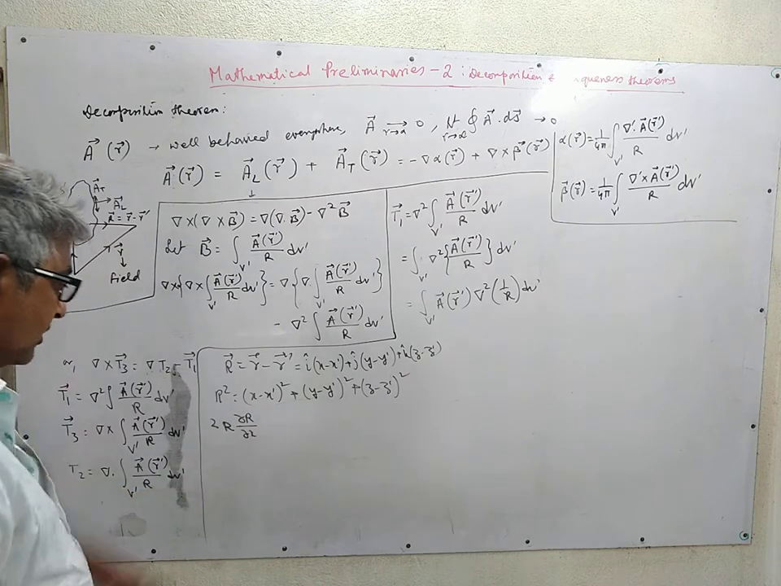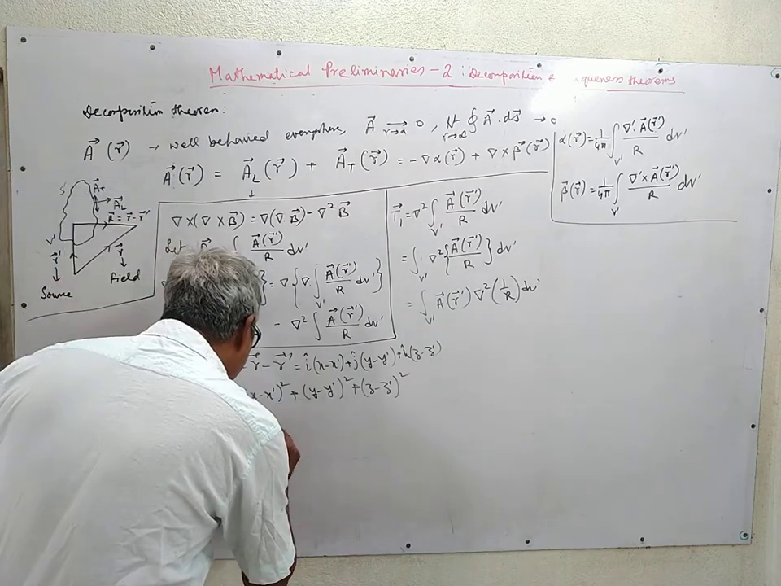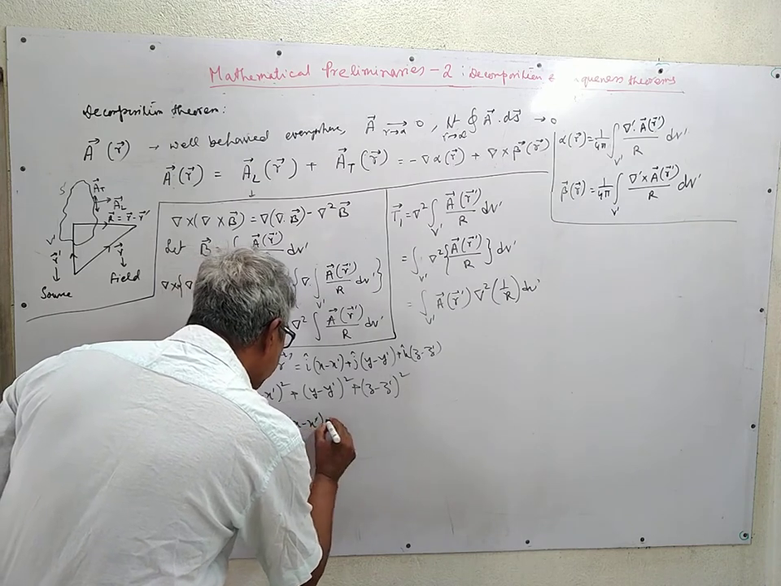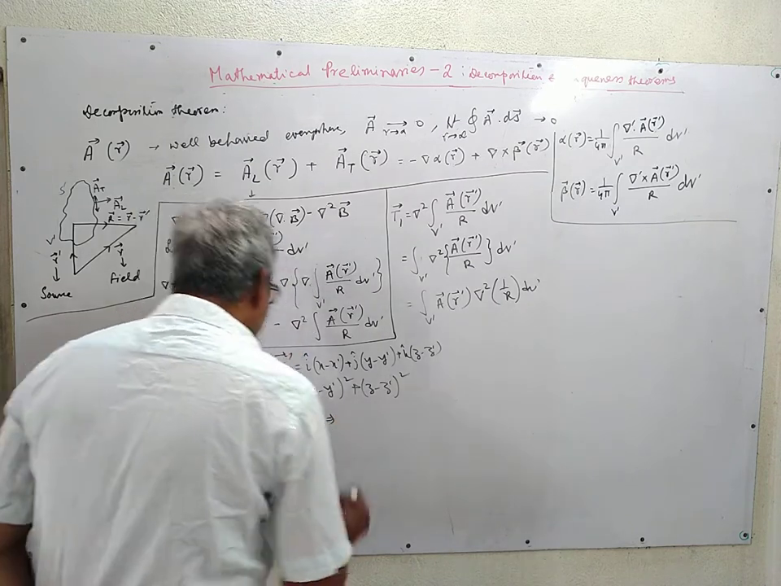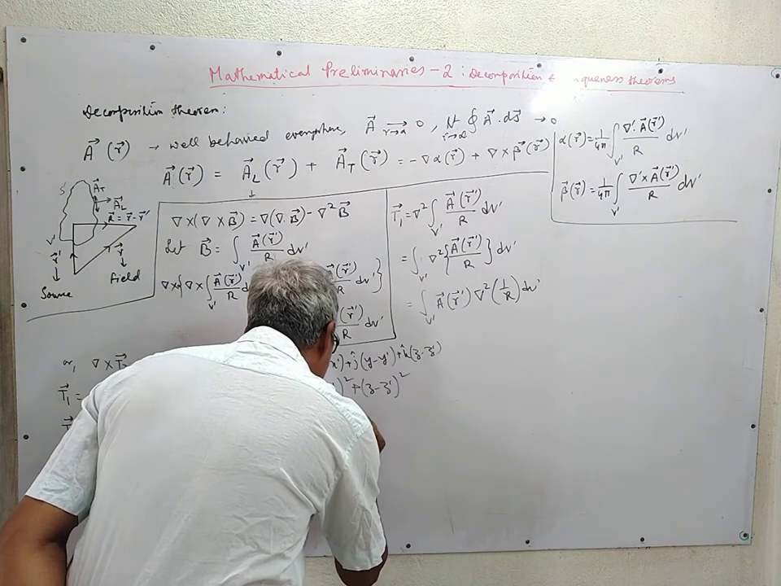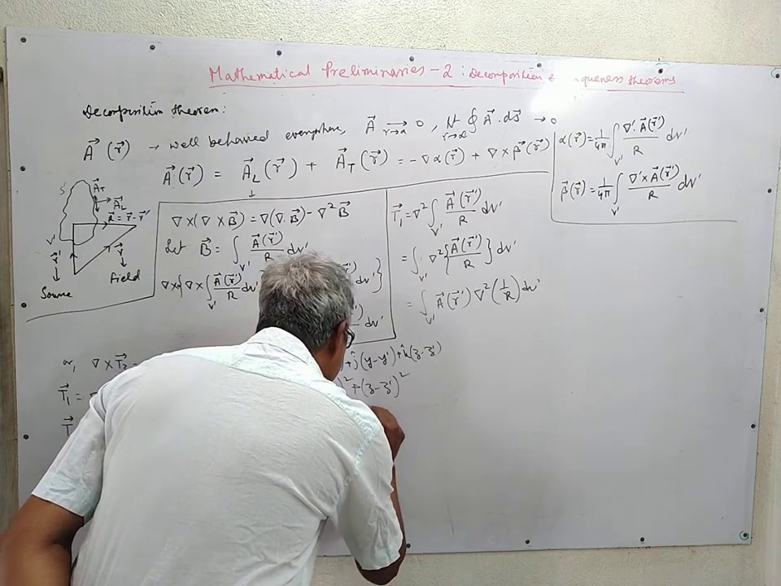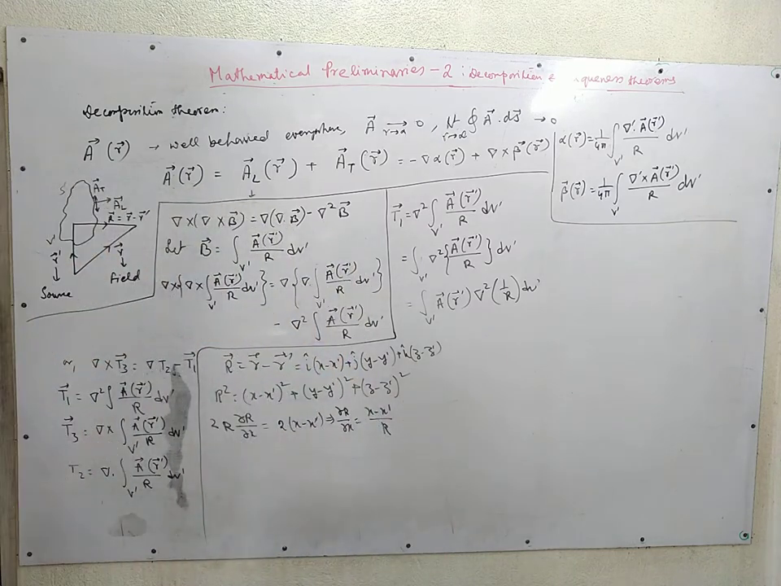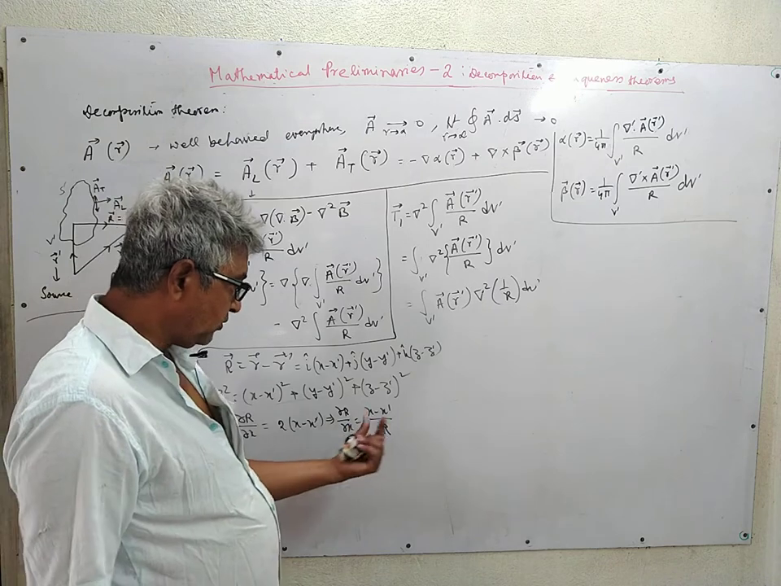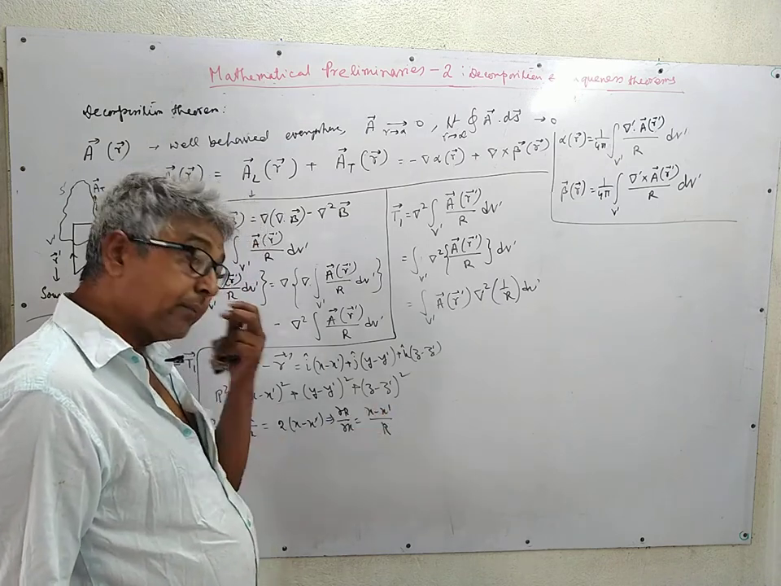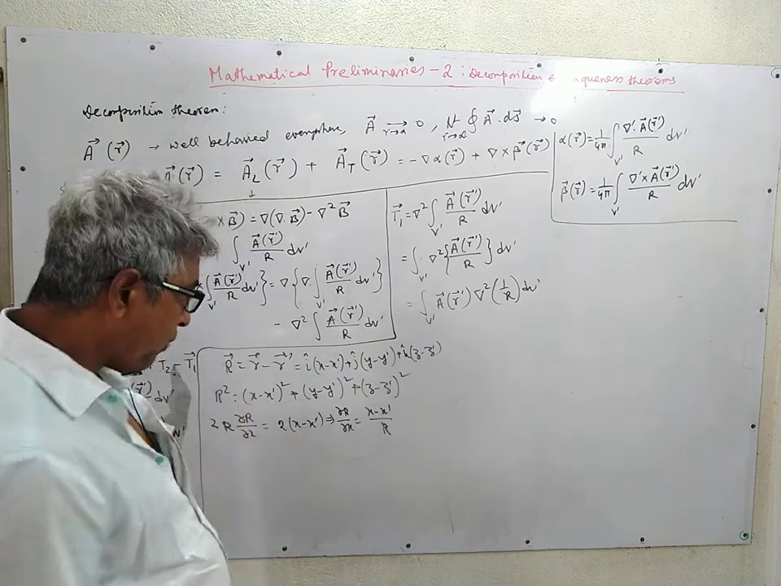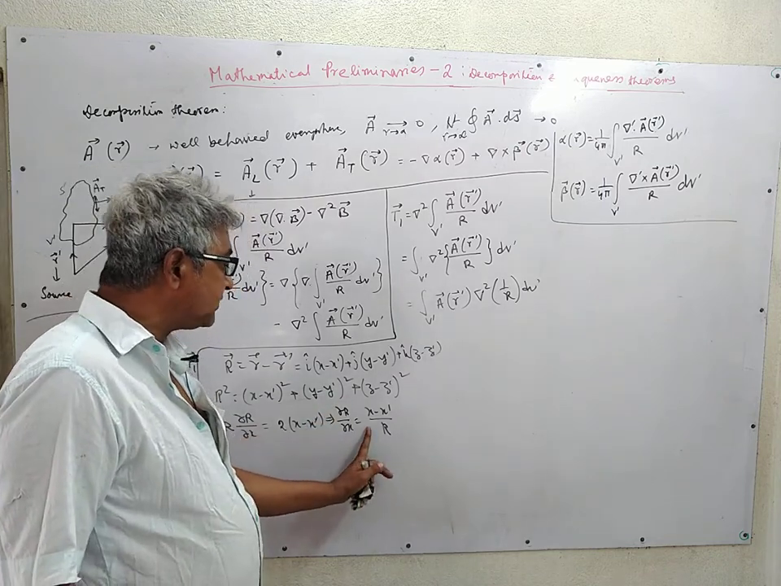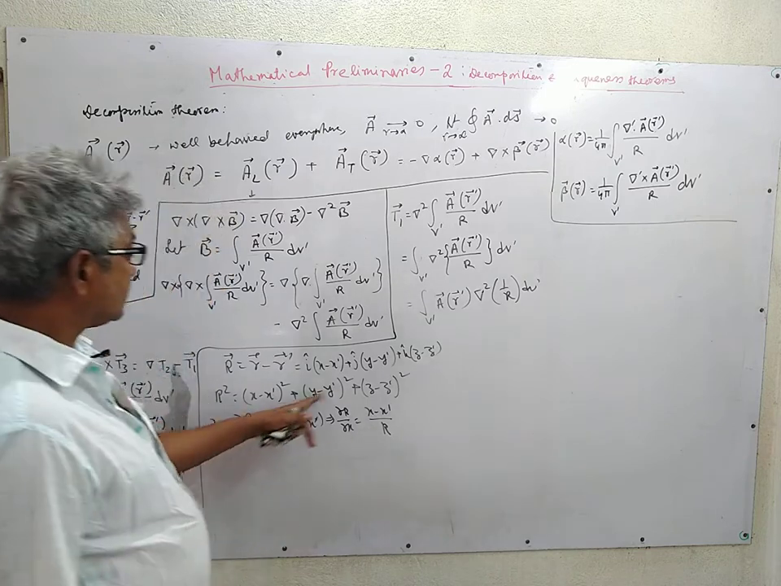We are using the notation of partial derivatives, and this is twice x minus x prime, which gives us del R del x is equal to x minus x prime upon R. Similarly, del R del y, we will have y minus y prime in the numerator. Note one thing, del R del x prime will come out with a negative sign because of this relation.